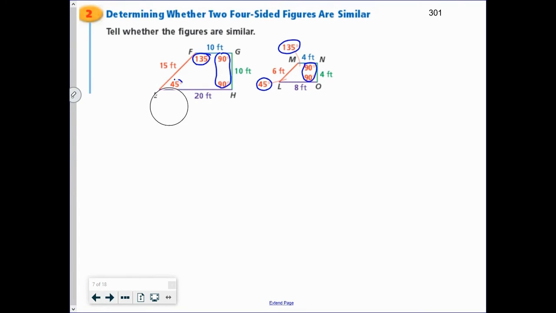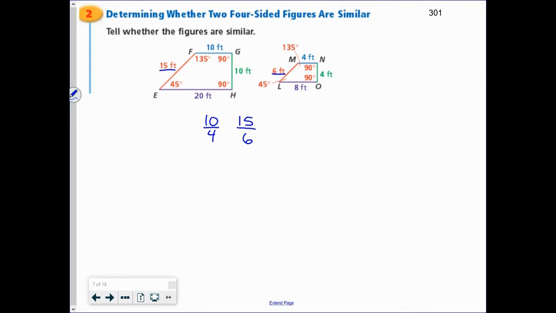So I'm going to erase all these circles so we can get a cleaner look at this. What is the shortest side length on the first quadrilateral? It's 10 feet. And actually we have two of them that are 10 feet. Over here I have two sides that are 4 feet, which are the shortest sides. I'm only going to do one ratio of 10 to 4, because 10 to 4 is 10 to 4 whether I write it once or I write it twice. Then I look at the next shortest side, which is 15 feet over here and 6 feet over here. So I'm going to put 15, the first shape, over 6, the second shape.